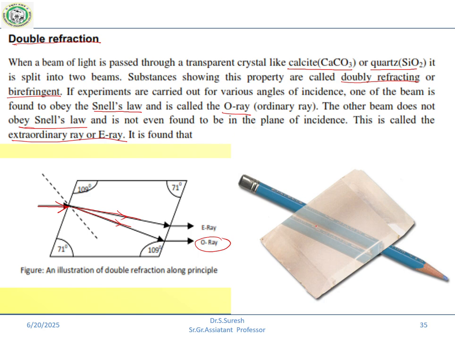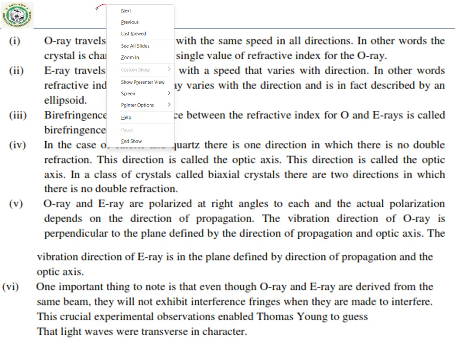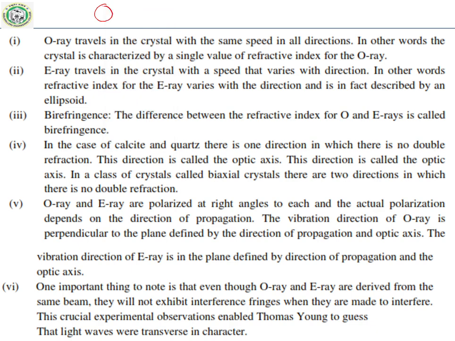You can see here, when we see this pencil through this double refracting crystal, we are able to see two rays, two images, out of which one is the ordinary image and the other is extraordinary. The ordinary ray travels in the crystal with the same speed in all directions. It means the refractive index remains the same in all possible directions, so you can represent it like a circle. In other words, the crystal is characterized by a single value of refractive index.